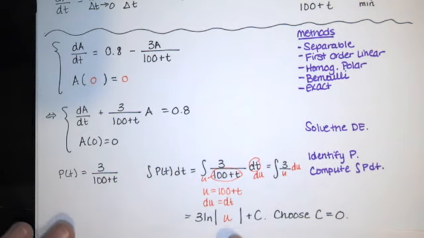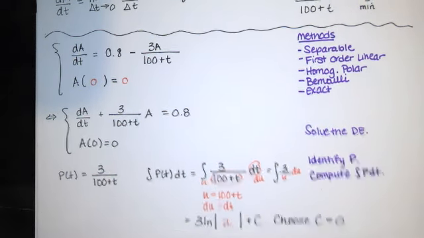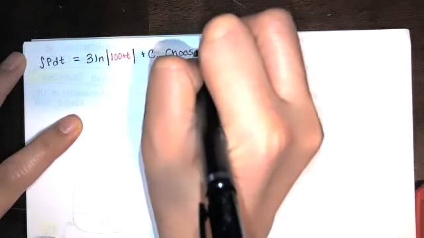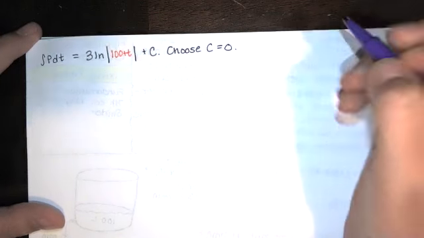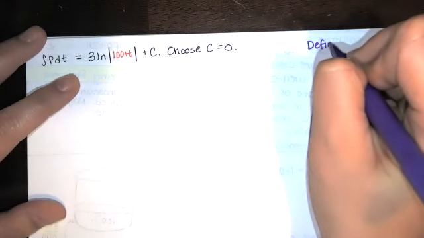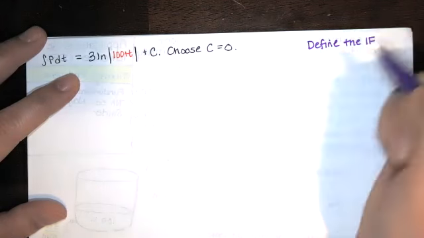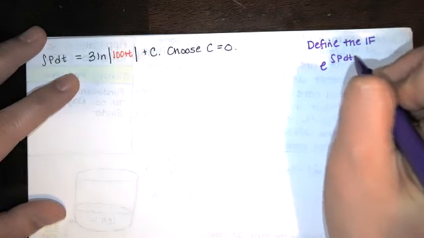And then we back substitute. Replace that u with 100 plus t. So we had 3 times the natural log of 100 plus t plus c. That's our antiderivative, and we're going to choose c equals 0 because we only need a single integrating factor. Now we're going to define the integrating factor. It's e to the integral of p of t power.